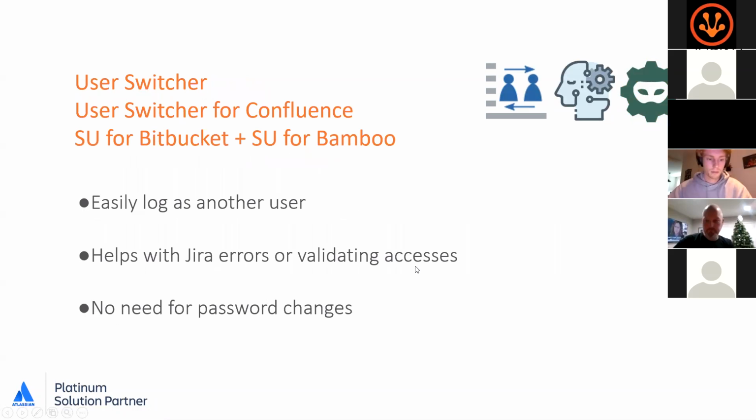User Switcher is also free. User Switcher helps when you need to log on as another user, which is pretty good if you want to make sure if you have set the right permissions and rights on a particular project, or on a particular space, or for a particular repository. You don't need to change passwords if you need to log in as another user. So User Switcher for Jira and User Switcher for Confluence are both free add-ons. So I can definitely recommend them. And there's also Switch User for Bitbucket and Switch User for Bamboo, which are paid add-ons, but they're fairly cheap and they can help admins in, well, in various situations.